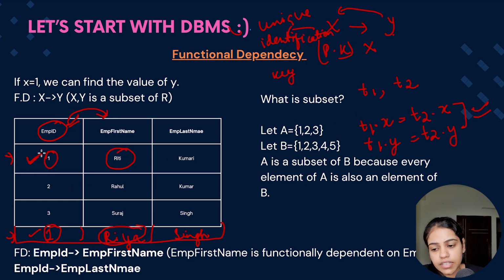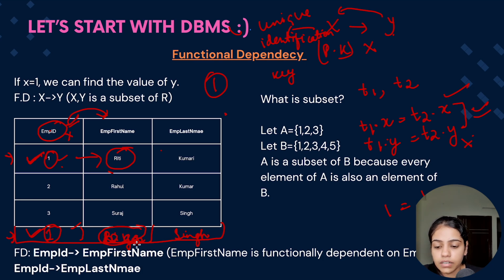So let's see, is T1.x equal to T2.x? 1 is equal to 1. So this is true. So let's see if T1.y is equal to T2.y or not. So T1.y is Riti and T2.y is Ria. So is T1.y equal to T2.y? No. So now we can't say that employee ID determines employee first name, because if I provide the employee ID 1, what would be the value of y it will return? Because right now 1 has the value Riti and 1 also has the value Ria. So now employee ID is not determining employee first name.